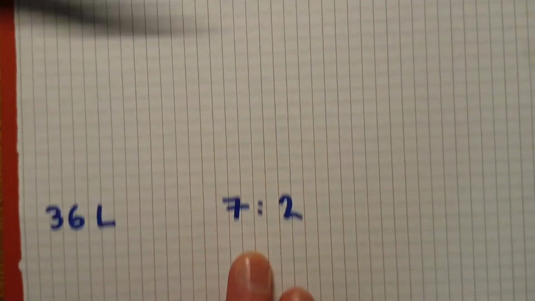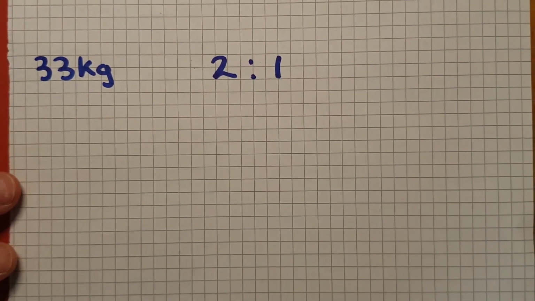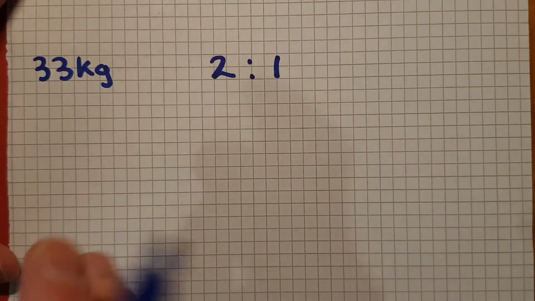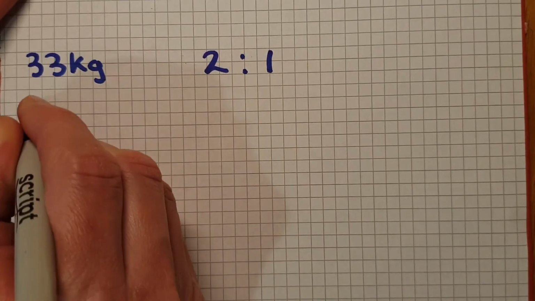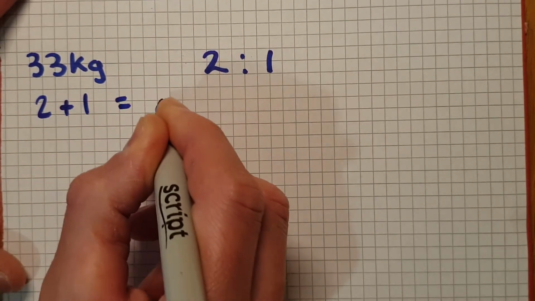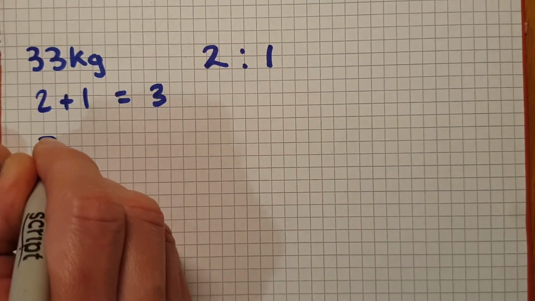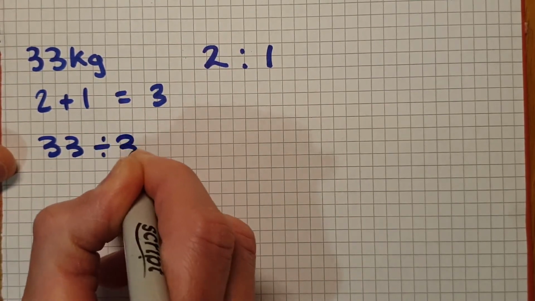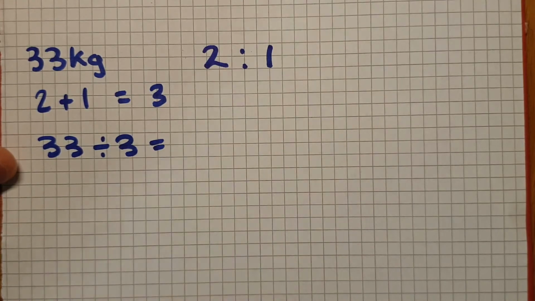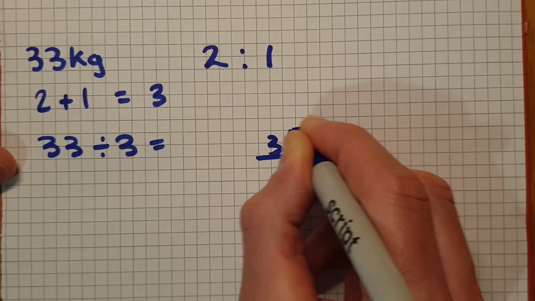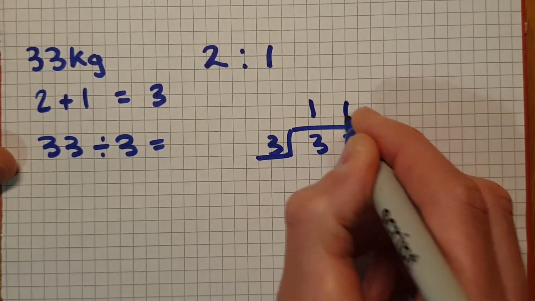Okay, another couple of examples for you. So we're going to split 33 in the ratio of 2 to 1. So again, we're going to add together. So it's 2 add 1 is 3. So that's what we have to divide 33 by. So we're going to do 33 divided by 3. So we can do that over here. 33 divided by 3. 3 goes into 3 once, 3 goes into 3 once, so that makes 11.